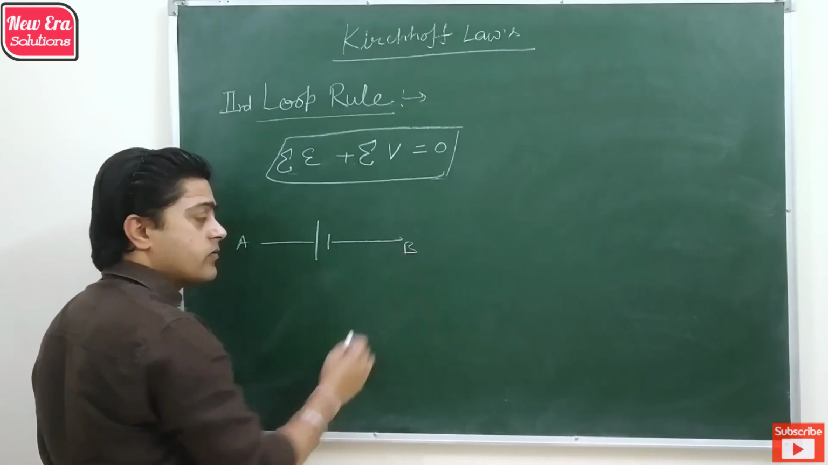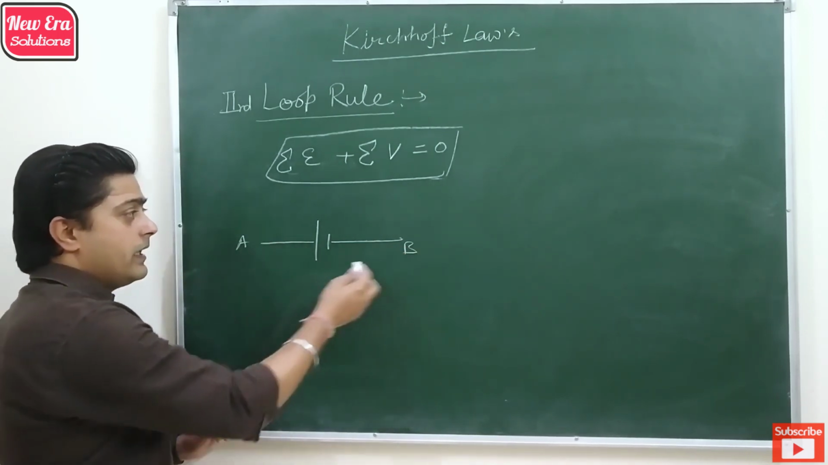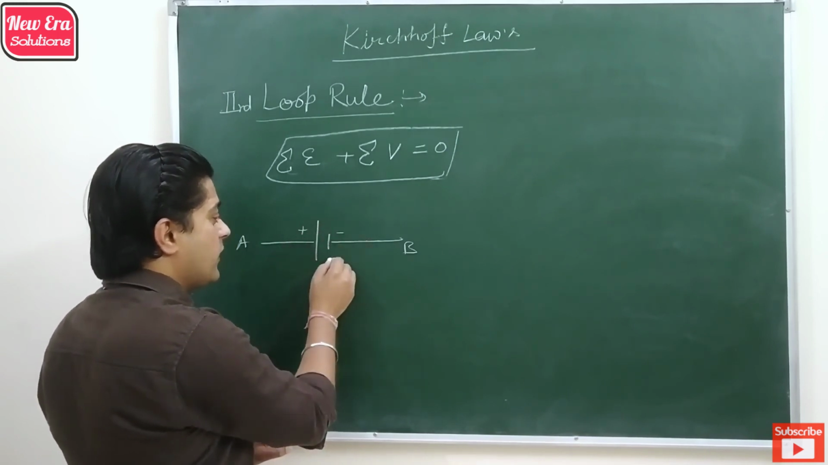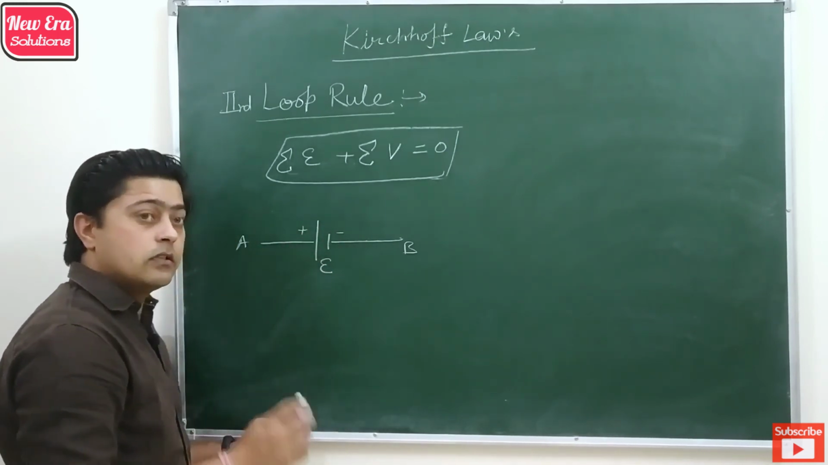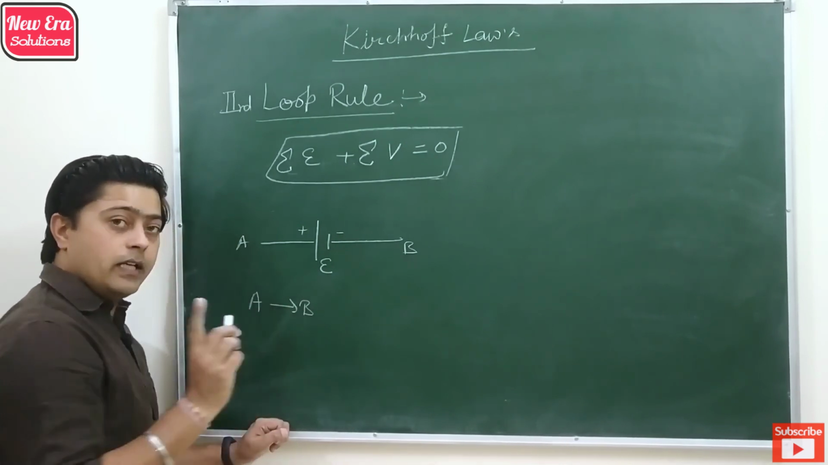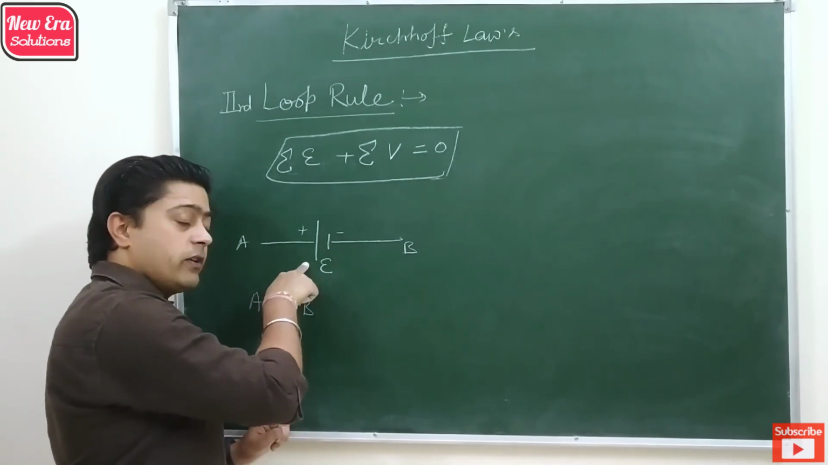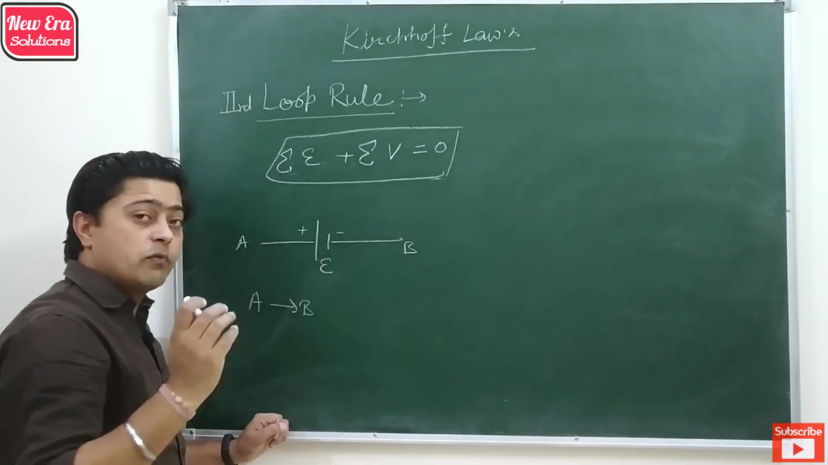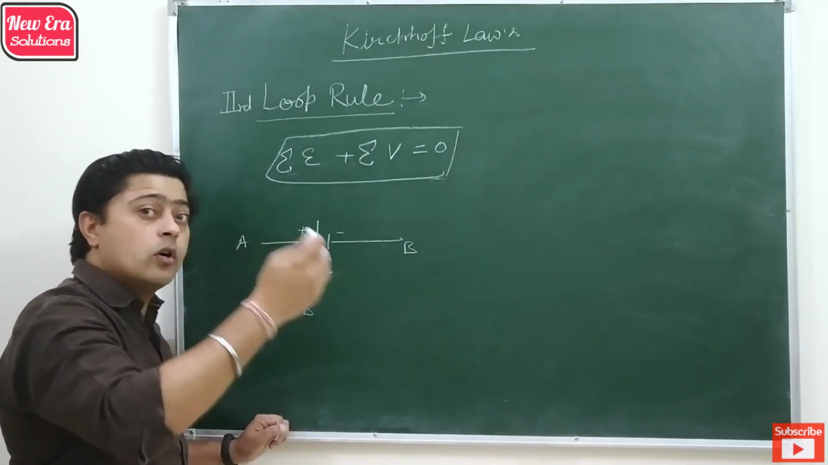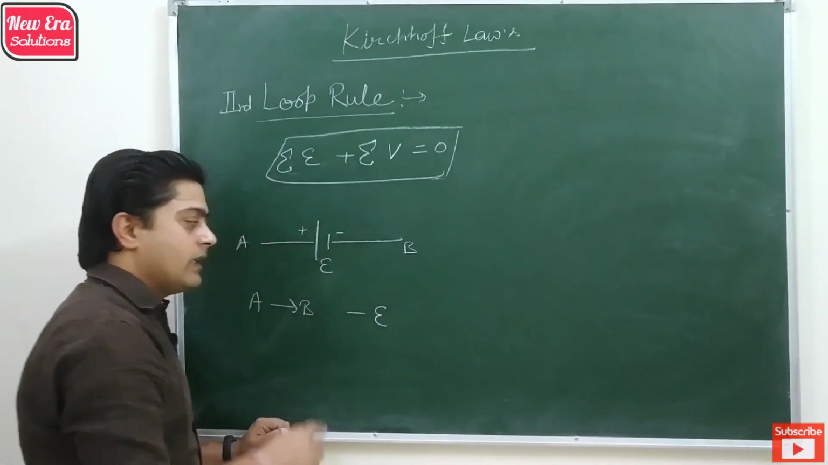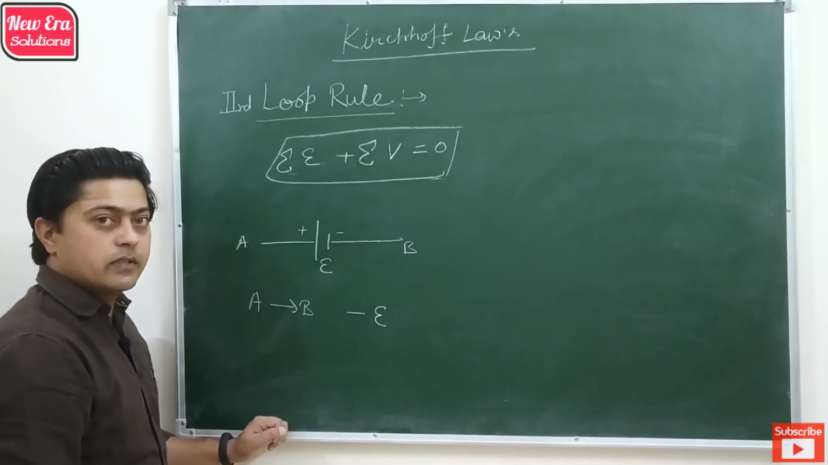To apply Kirchhoff's second law, we have to follow some sign convention. We illustrate a cell where A and B are the two terminals, and a cell of EMF E is connected. If we are moving from A to B in a loop, we are moving from the positive terminal to the negative terminal, that means from high potential to low potential. In that case, the EMF of the cell is taken with a negative sign.